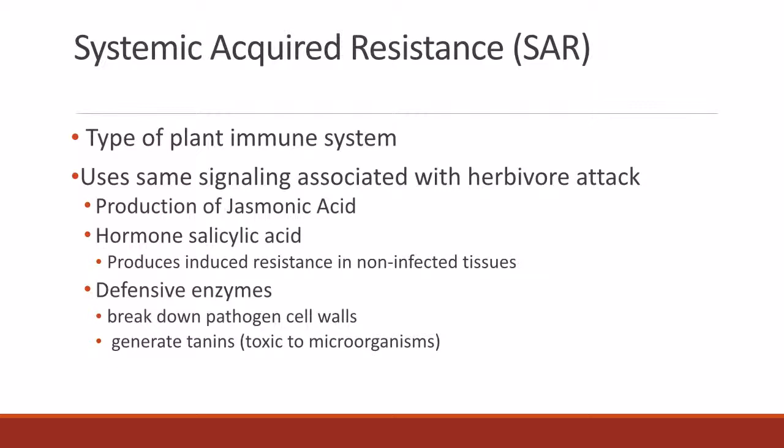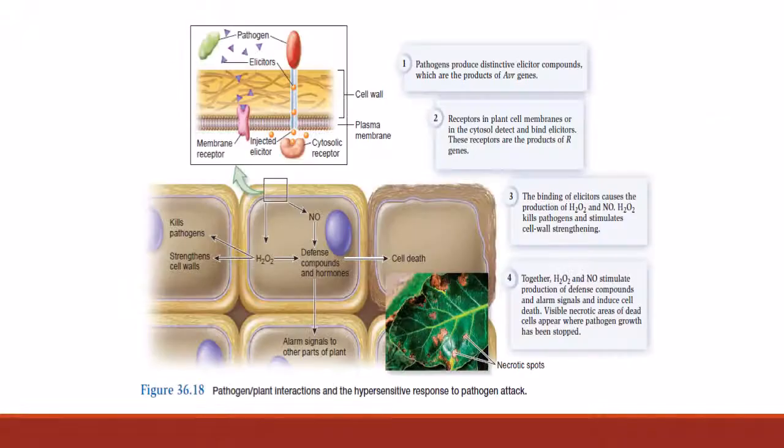Systemic acquired resistance, or SAR. SAR is a type of plant immune system. It uses the same signaling associated with herbivore attacks, such as producing jasmonic acid, producing hormone salicylic acid, which produces induction of resistance in non-infected tissues. It also uses defensive enzymes that break down pathogen cell walls and generate tannins, which are toxic to microorganisms. Here's a figure that explains the pathogen-plant interactions and the hypersensitive response to pathogen attacks.